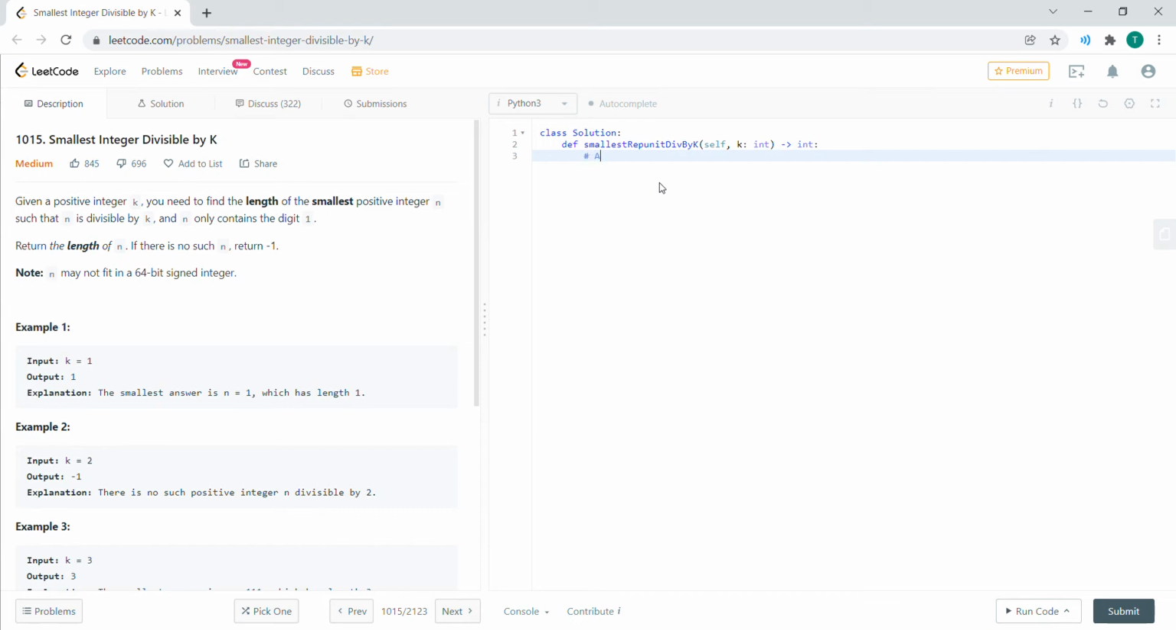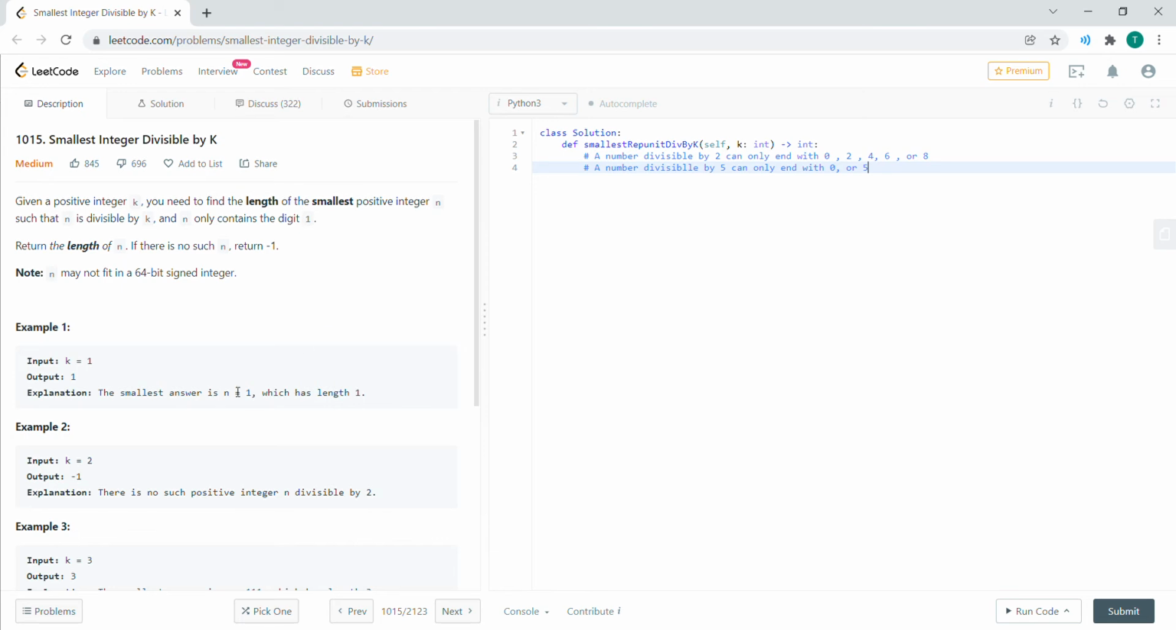Here's just a note. A number divisible by 2 can only end with 0, 2, 4, 6, or 8. And a number divisible by 5 can only end with 0 or 5. That's a fact we can recognize right off the bat from the question and the examples given.